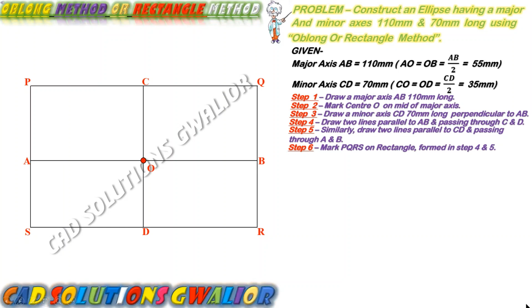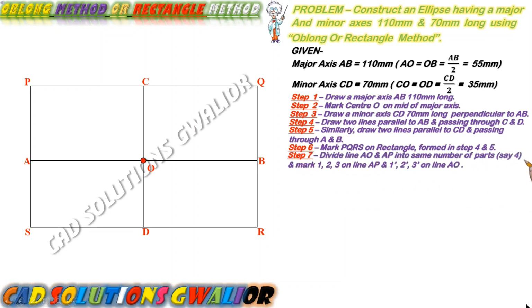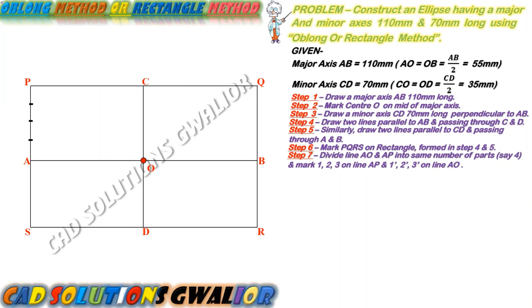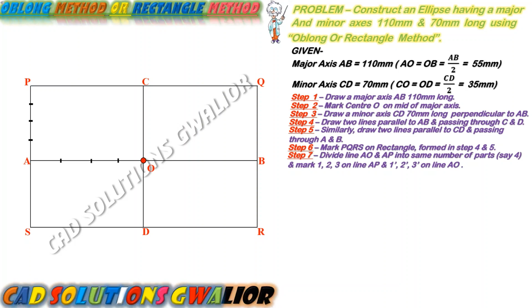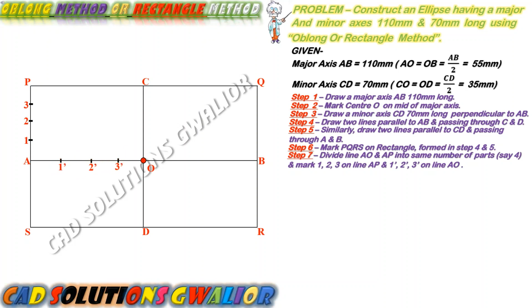In step 7, we divide the lines AO and AP into equal parts by the scale division method. For example, if you are dividing the line AO into 4 equal parts, then the line AP will also be divided into 4 equal parts. Similarly, if line AO is divided into 5 parts, then line AP will also be divided into 5 parts. Mark the points 1, 2, 3 on the line AP and mark the points 1', 2', 3' on the line AO.